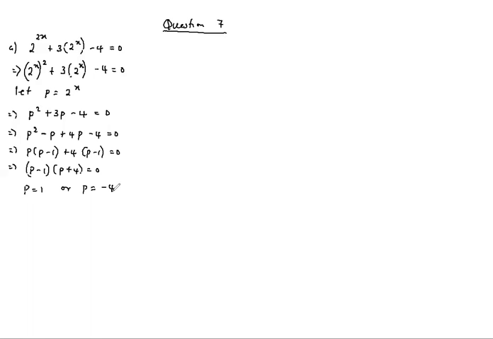Now, I get back to my p. My p is 2 to the power x. So it will be 1 or 2 to the power x will be -4. Now, I don't have a number, but when I bring as the power of x, I'll get a negative value. So I discard this. Okay? And so I remain with 2 to the power x is equal to 1.